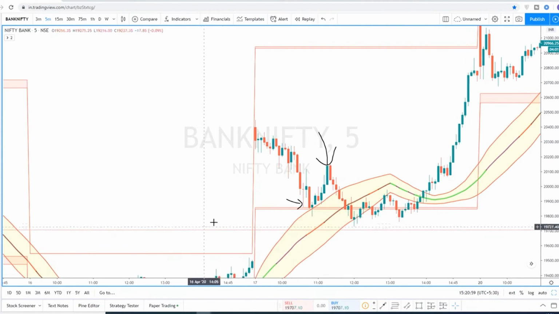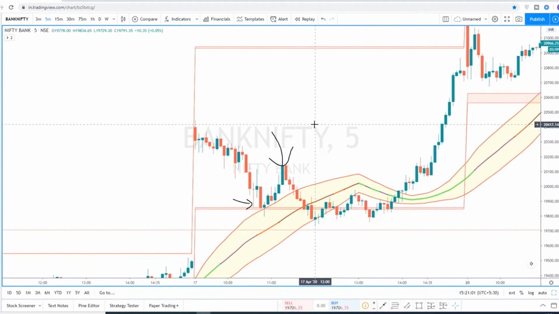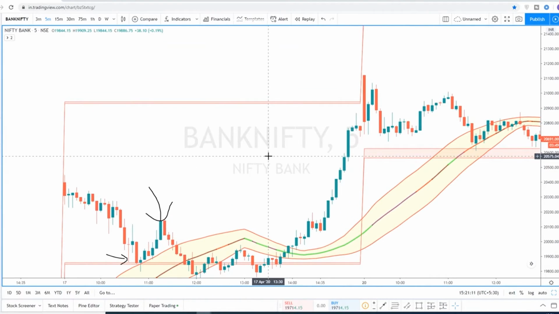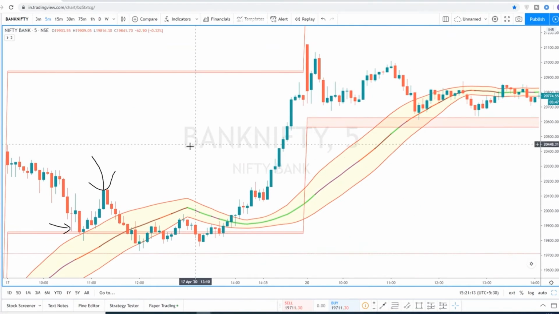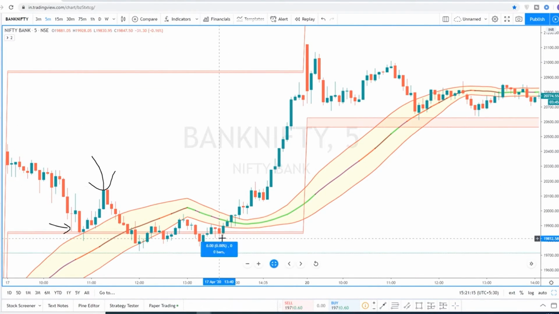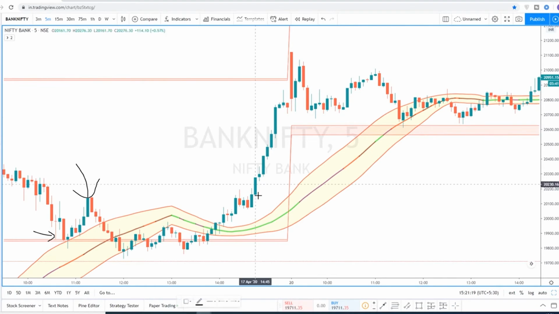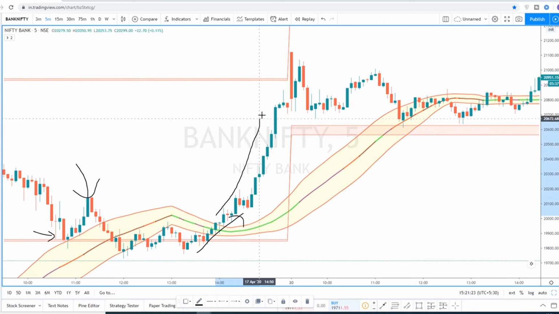And once you are done with the first trade, if you are making money in the first trade, quit for the day and be happy with that. You do not have to trade for other times. All right. And yeah, there has been again a good opportunity here, over here, right? After the breakout, look at the move.